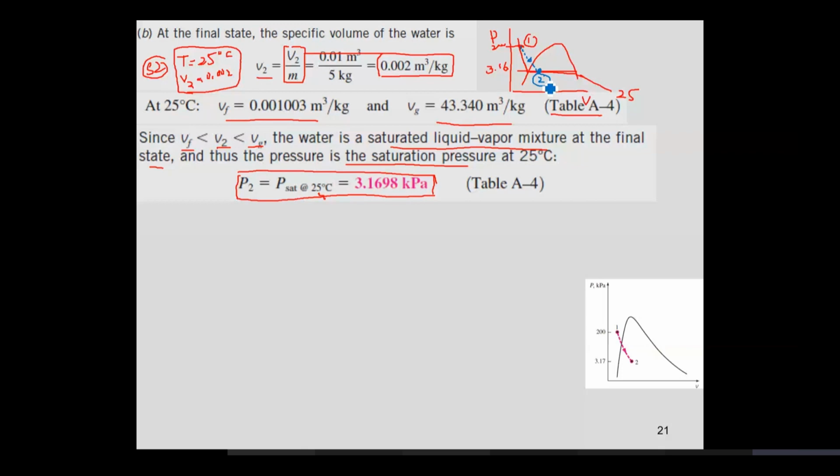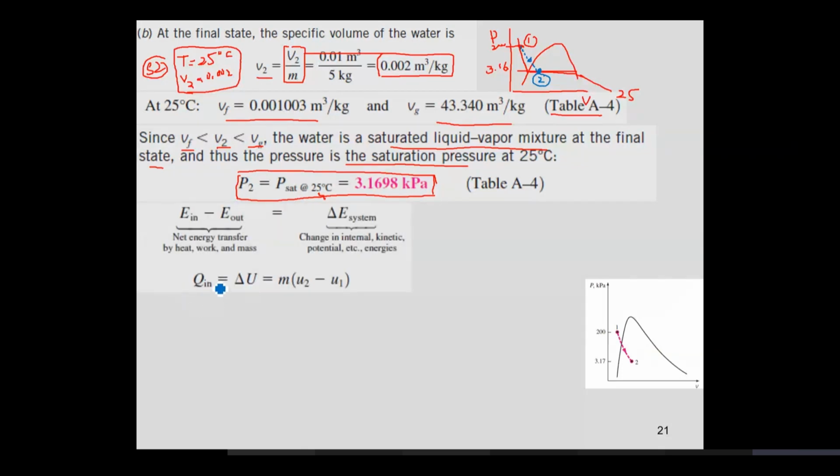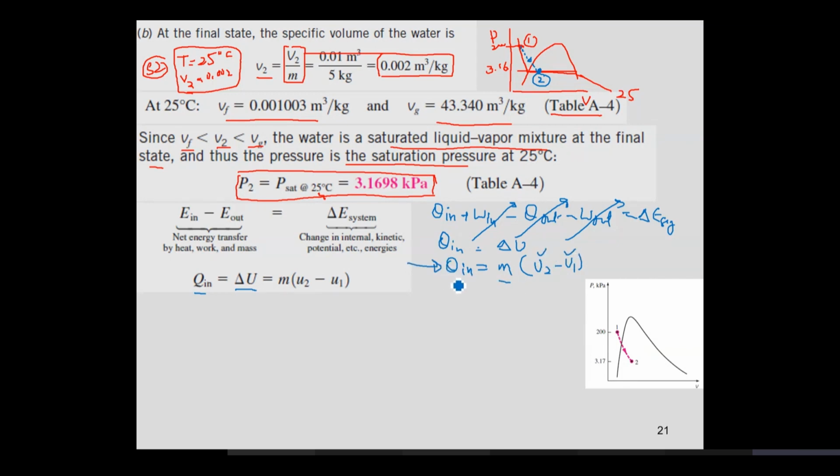Anyways, if I want to find out the net heat transfer, I know the equation for a closed system is Q in equals delta U. The equation is Q plus W in minus Q out minus W out is equal to change in energy of the system. I know there is no work out, there is no heat flowing out of the system, there is no work done on the system. So essentially Q in is equal to delta U, or mass multiplied by U2 minus U1. This is my Q in. Mass is known to me. I need U2 and U1 to find out the heat transfer to the system.